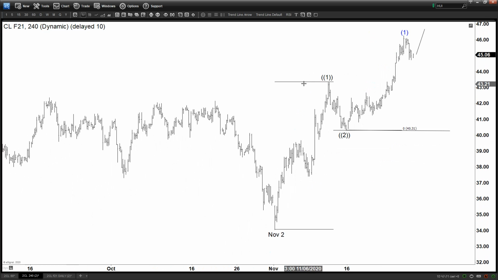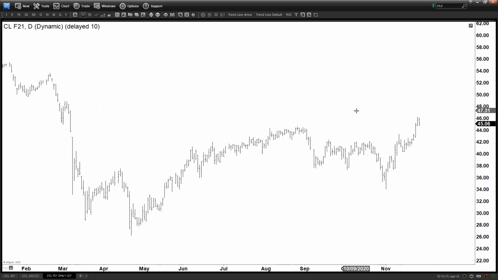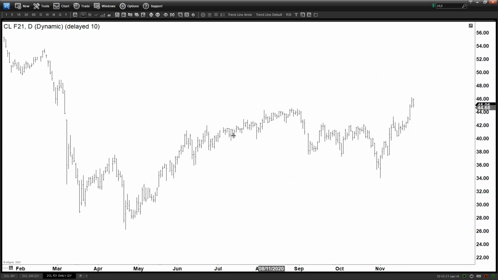That's number one. Number two, if we look at the higher degree, let's take a look at the daily chart. Now we're looking from the April 22nd low here. The fact that oil has been able to break above the August 25th peak suggests you do have a higher high here. You do have a higher high. That is bullish. That is bullish.